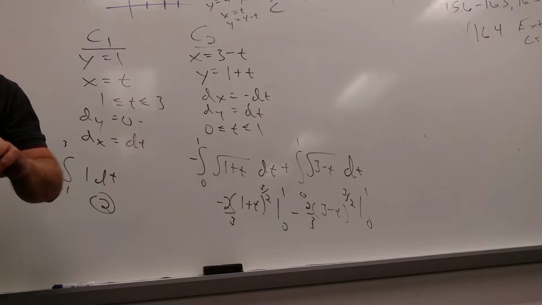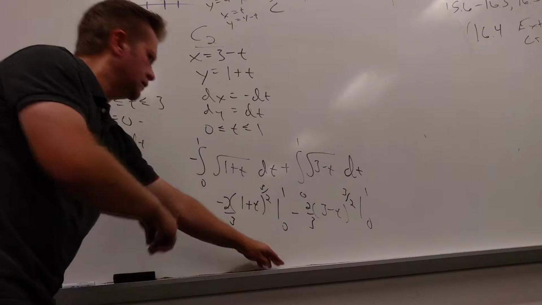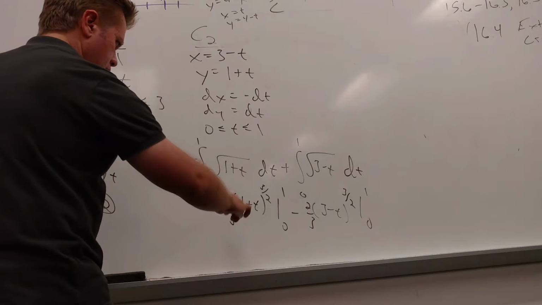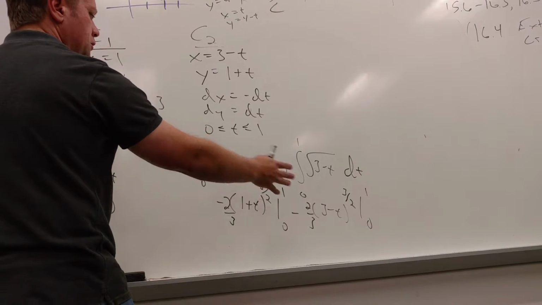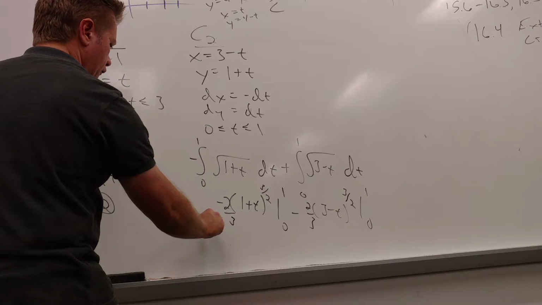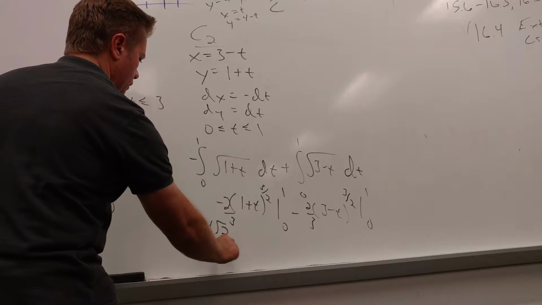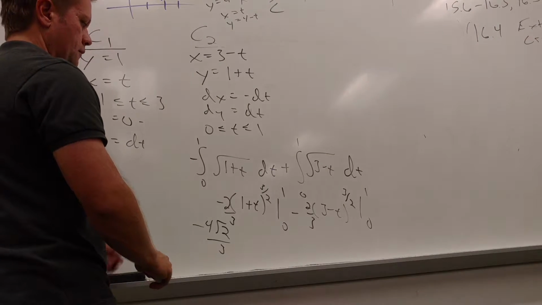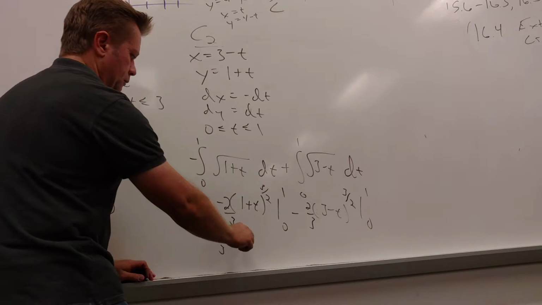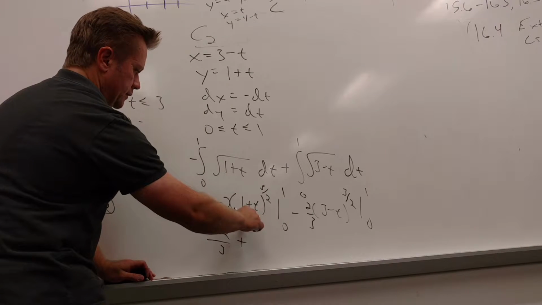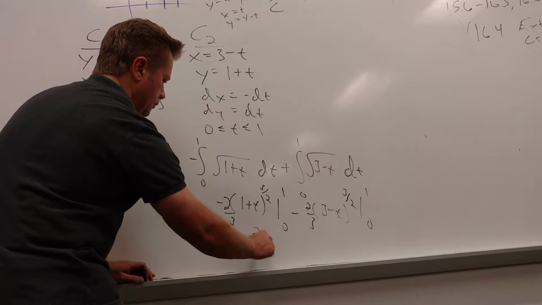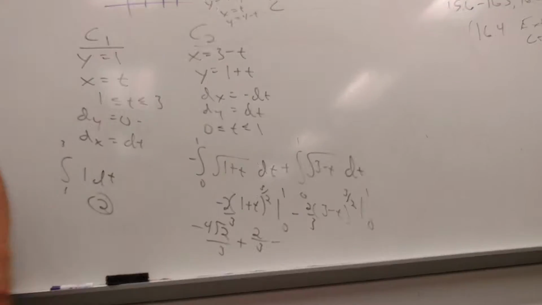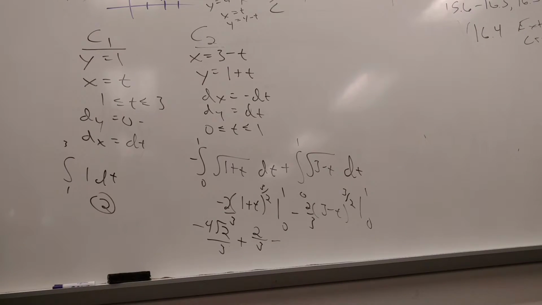You guys with me? I think we should still get the same. Plug a 1 in there: 2 to the 3/2, which is 2 root 2. So I get negative 4 root 2 over 3, I think. Minus negative, so plus. When you plug a 0 in there, 1 to any power is 1. So I get plus 2/3. Please don't make me do all that. You can plug 1 and 0 in there, right?